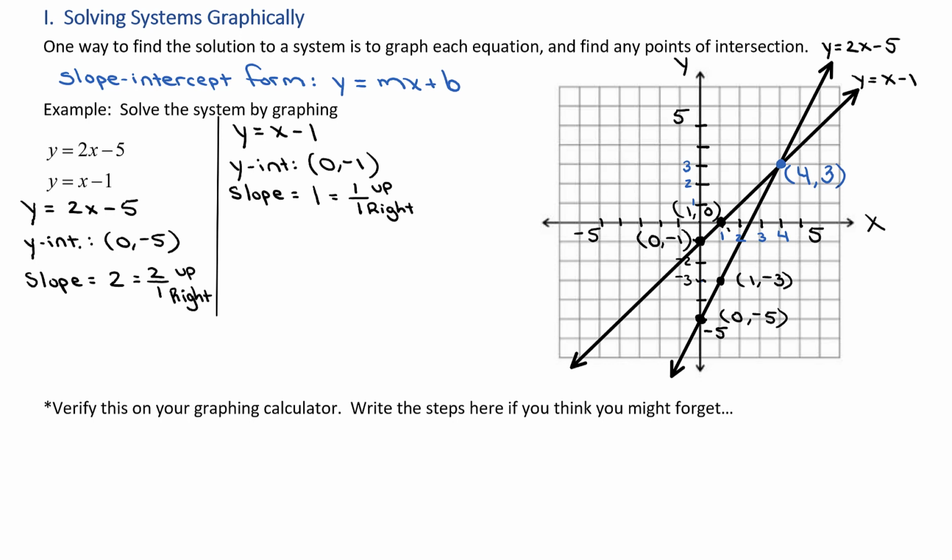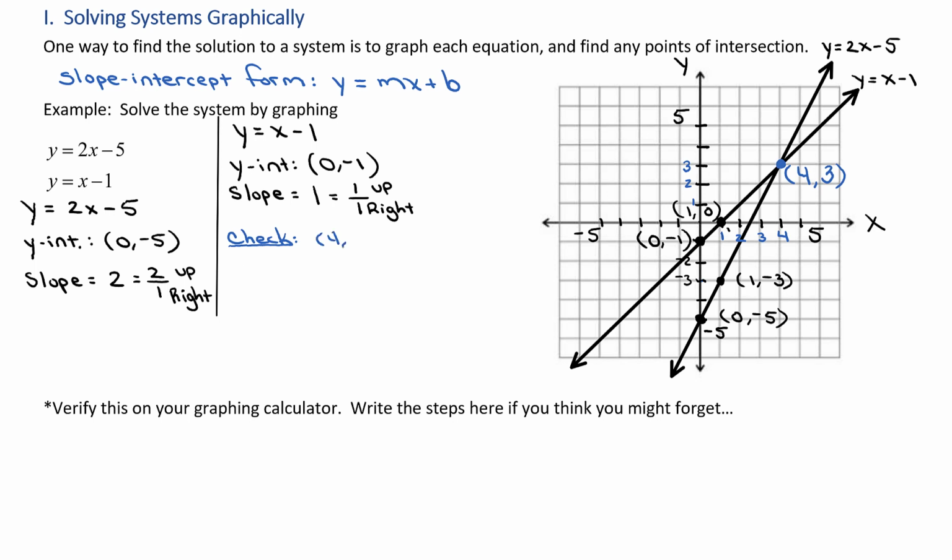Now, in order to verify that this truly is a solution, since we did this using the graphing method, we should check our solution by substituting it back into both equations. We do need to make sure it satisfies both equations. Let's start off with the first equation.